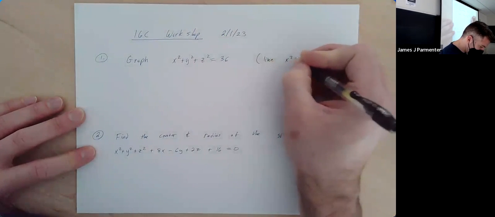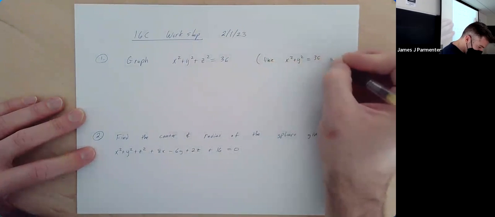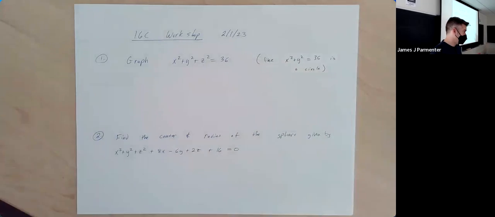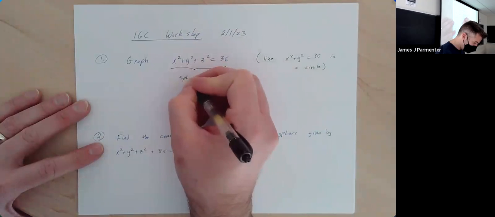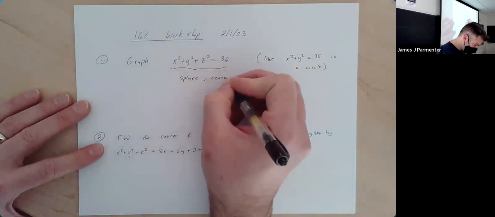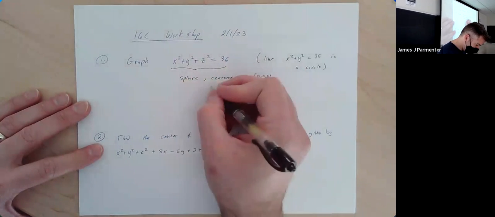how x squared plus y squared equal to 36, for example, is a circle. If you add another dimension, we're just adding another dimension. So this is definitely a sphere. It's centered at the origin. And the radius is 6.